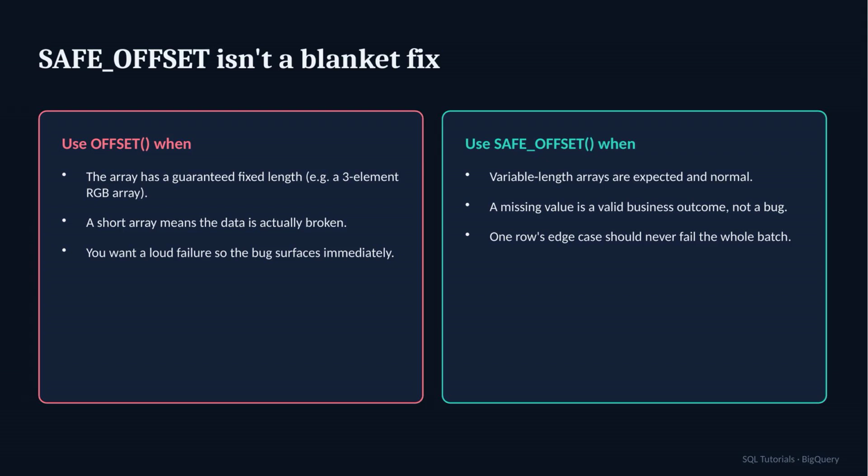SAFE_OFFSET isn't a use-it-everywhere fix. If your data contract guarantees an array always has at least 10 elements, say, a fixed 3-element RGB array, a hard error from OFFSET is actually useful. It surfaces a real data quality bug immediately instead of quietly hiding it behind a null. Reach for SAFE_OFFSET when variable-length arrays are expected and normal. Reach for plain OFFSET when a short array means something is actually broken, and you want to know.